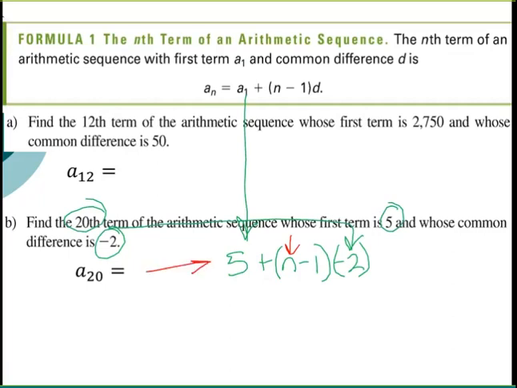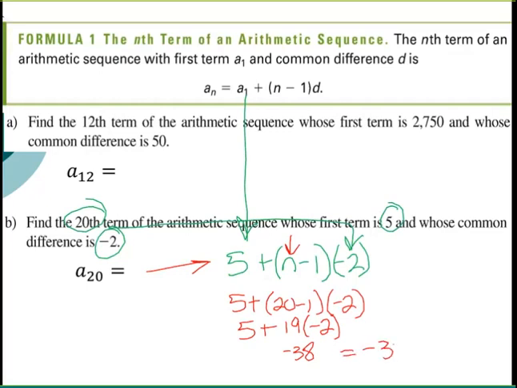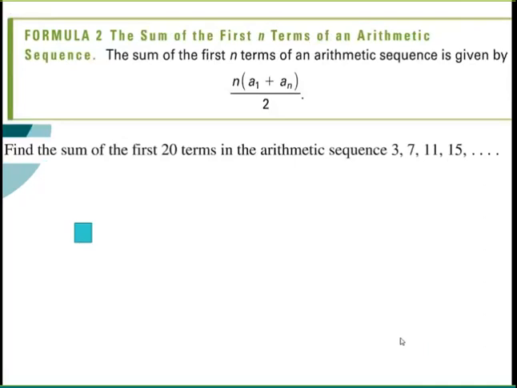So this is my formula, and so I just write in 5 plus 20 minus 1 times -2. And 20 minus 1 is 19 times -2 plus 5. And then if I just work that out on my calculator, 19 times -2, start there, that gives me -38. And if I add 5 to that, I'm going to get -33. So this is my 20th term of this particular sequence.